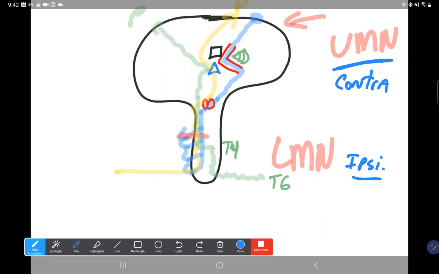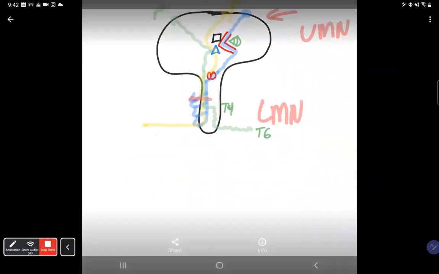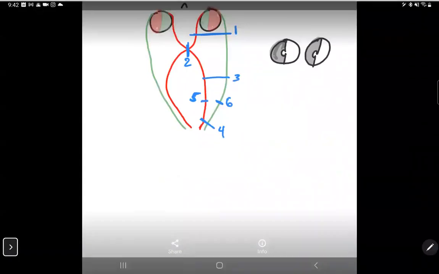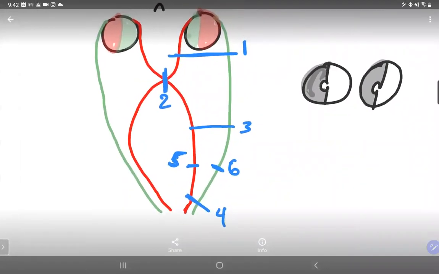All right, so that was that image. Let's see, what's next? The eyeballs. My favorite. Oh yeah, everyone loves this.